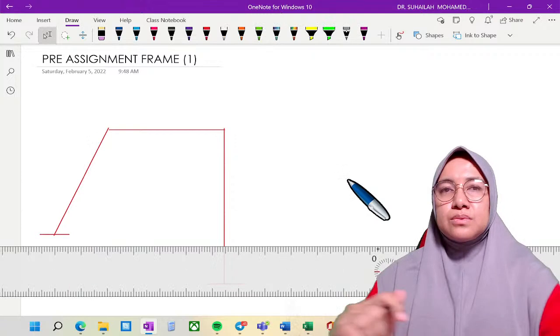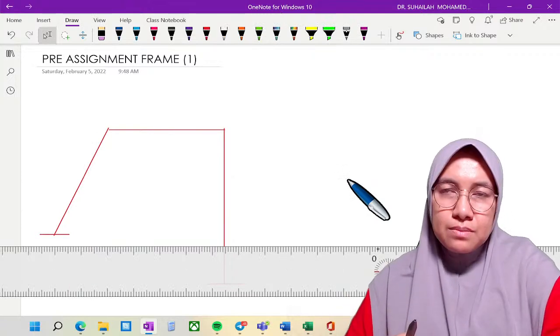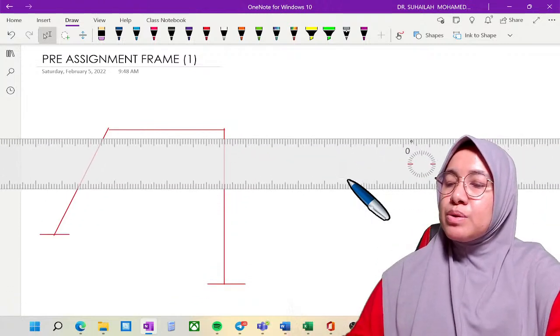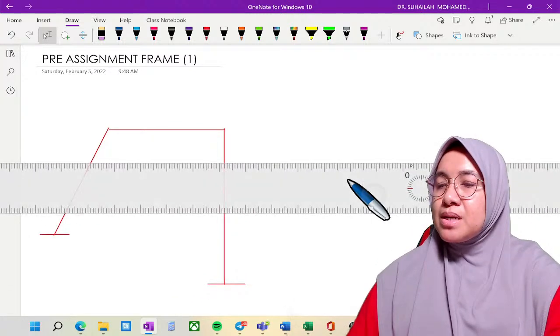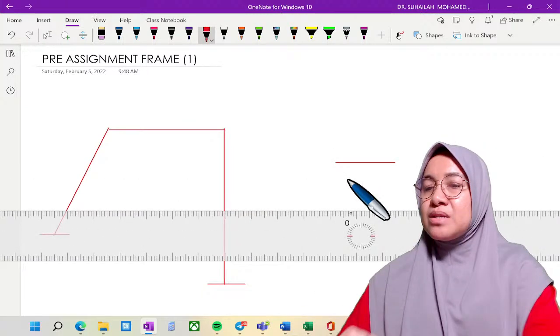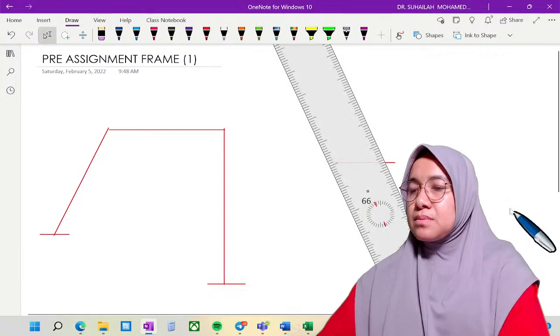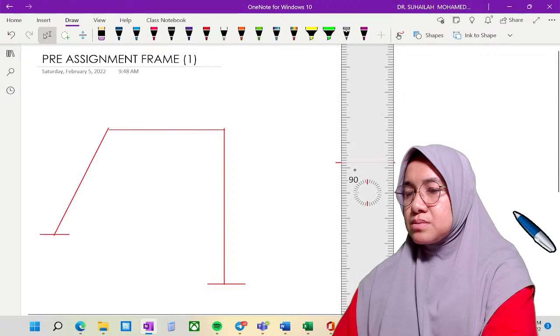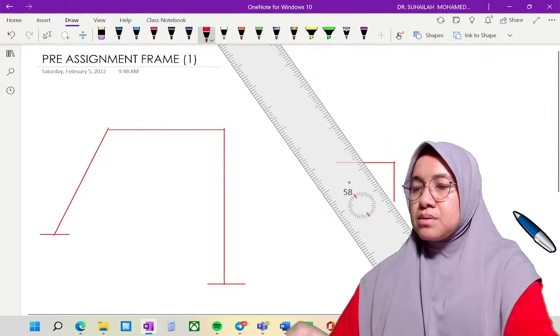Since delta must be perpendicular to the member, we will have this triangle. If we have this frame, we will have this triangle.